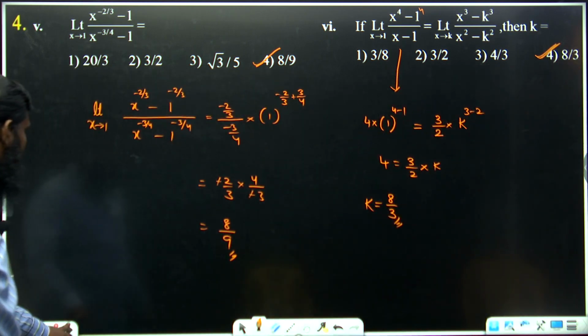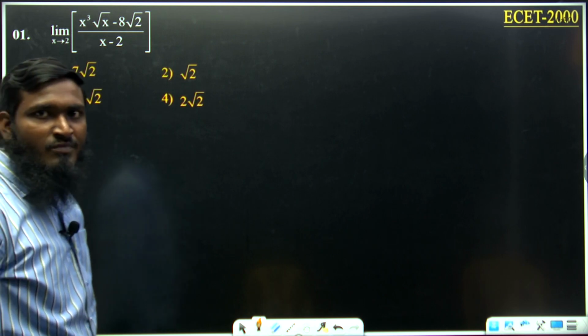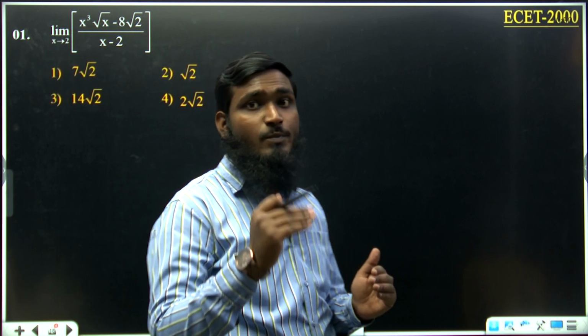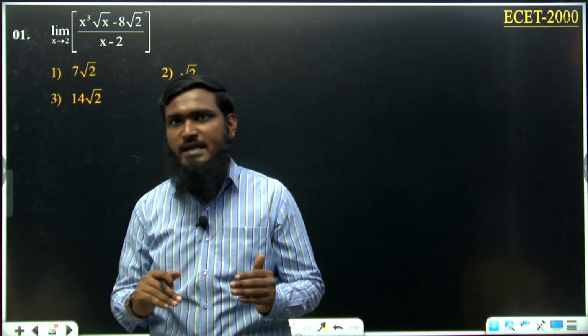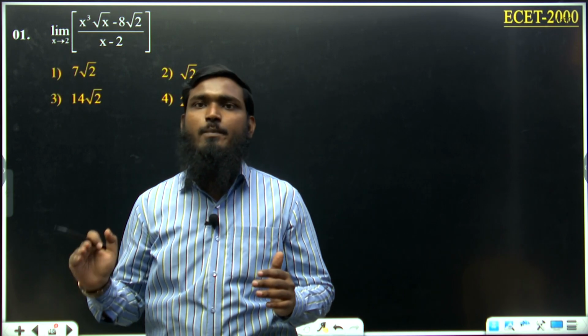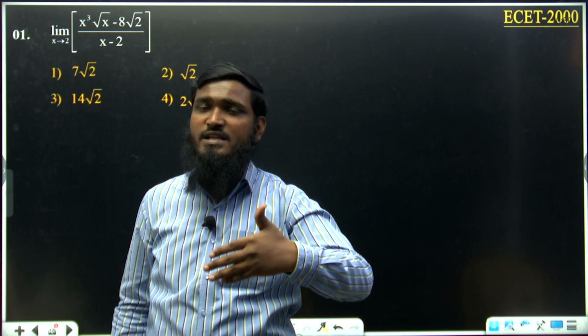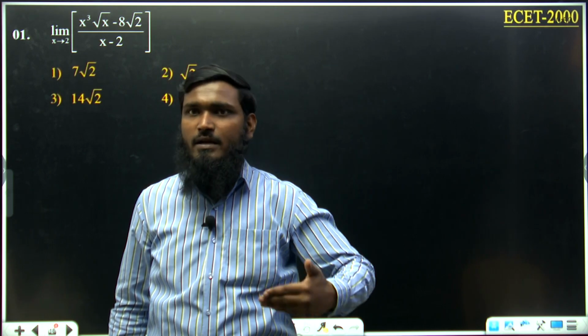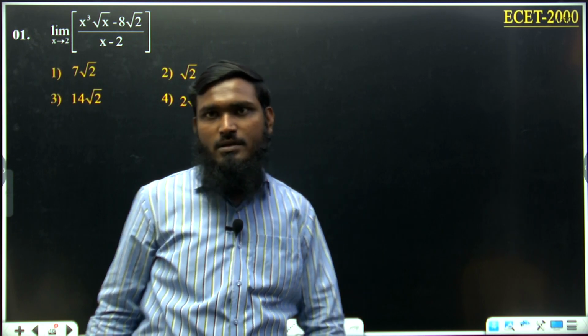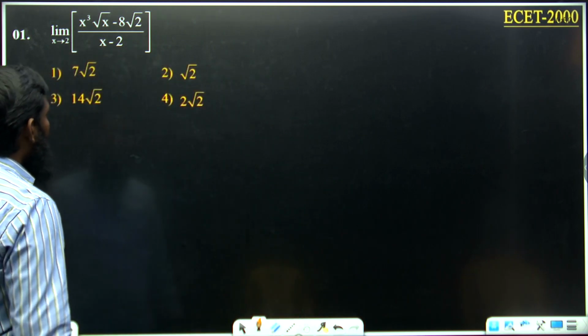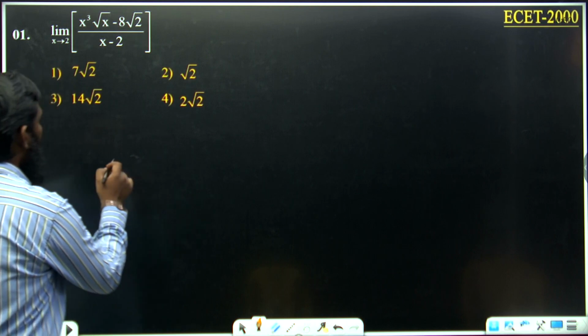Okay. So, these were the questions related to this concept. Whenever we are having limit x tends to a, x power n minus a power n divided by x minus a is equals to n into a power n minus 1. If we are having x power m minus a power m divided by x power n minus a power n is equals to m by n into a power m minus n. That part we are having over here. Now, let us see this question.